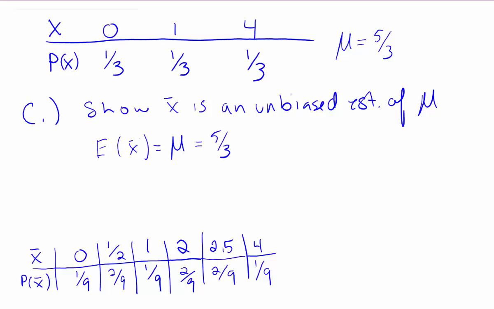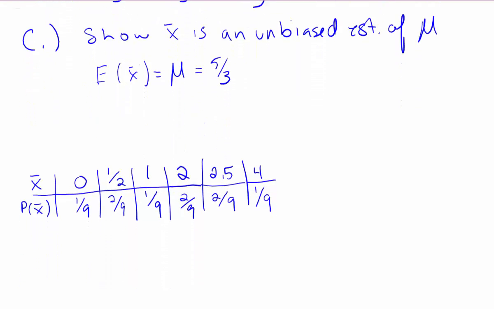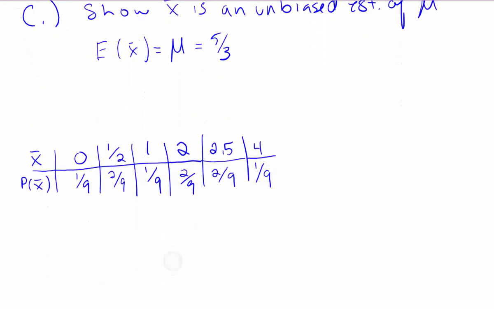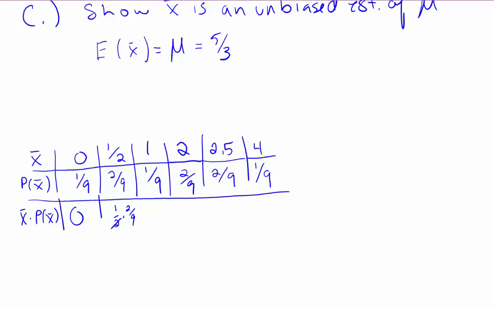Remember, all we need to do is do x times p of x and then add those values together. So let's go ahead and do that here. If we add another row to this column, just do x bar times p of x bar. What you can do then is say, okay, what's 0 times 1/9? That'll be 0. What's a half times 2/9? That's going to be 1/2 times 2/9. You can see that those will cancel out, just giving you 1/9, right? So we'll just say that this is 1/9.